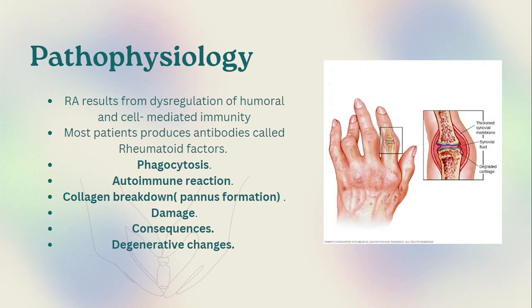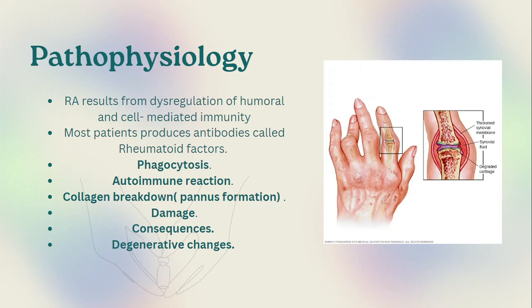For the pathophysiology, RA results from dysregulation of humoral and cell-mediated immunity. Most patients produce antibodies called rheumatoid factors. Phagocytosis produces enzymes within the joint. In RA, the autoimmune reaction primarily occurs in the synovial tissue. Collagen breakdown: the enzymes break down collagen, causing edema, proliferation of the synovial membrane, and ultimately pannus formation. Pannus destroys cartilage and erodes the bone.